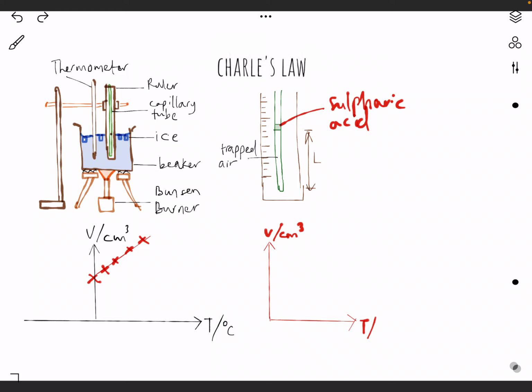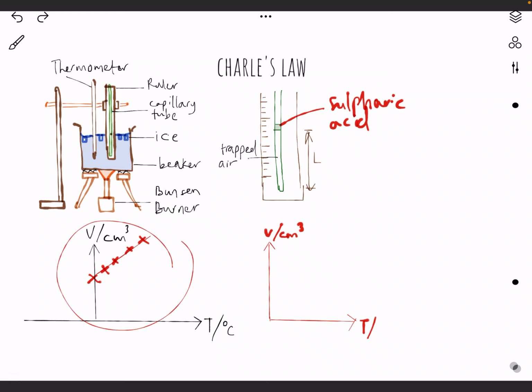And what about our constant variable? The constant variable is the pressure, the pressure within this trapped air. And also the fixed mass of air, because air here cannot escape. So the mass of air is constant.